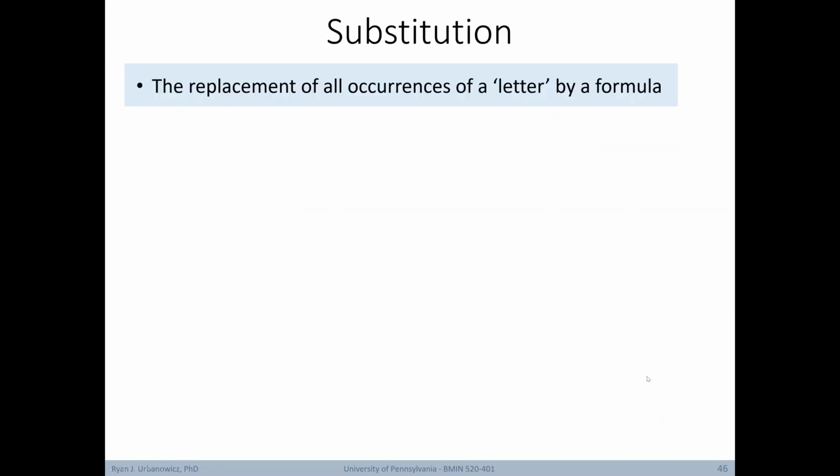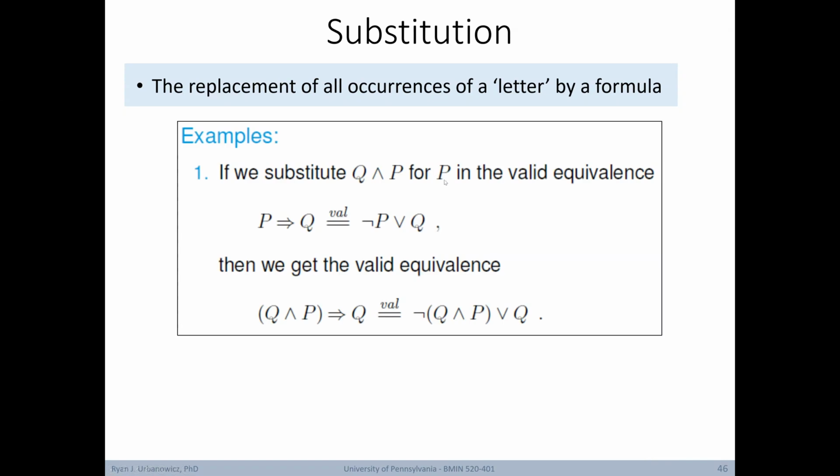Diving more into logic calculus, let's talk about substitution. This is the replacement of all occurrences of a letter by a formula. For example, let's replace the letter or atomic proposition P with the formula or more complex proposition Q and P, and we'll do this in the following equivalence statement. So basically, if we have this equivalence, we can make this substitution such that we get this new equivalence, where P has been replaced by Q and P.